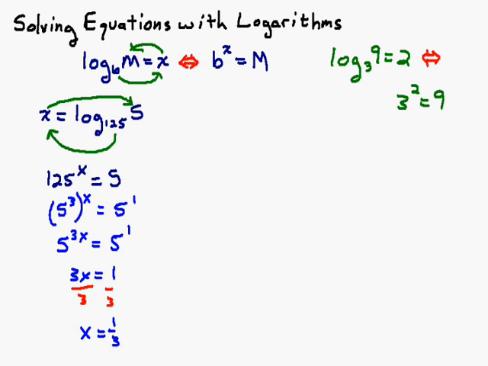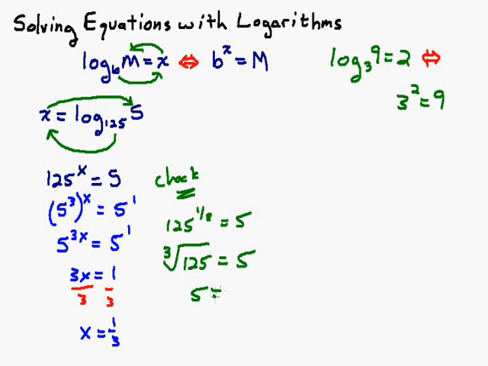Let's think about that for a minute. That's worth talking about. If we were going to check this to make sure we're right, which is always a good idea, 125 to the 1/3 equals 5. Hopefully you remember what the 1/3 power means. 1/3 power means cube root. So we're saying the cube root of 125 is 5, which is true. So that is correct. 125 to the 1/3 equals 5. So that's our answer.